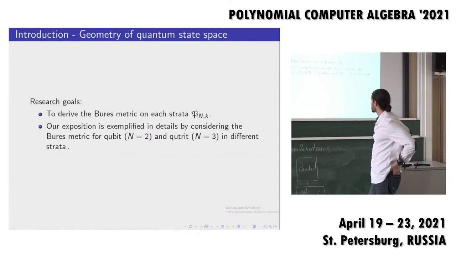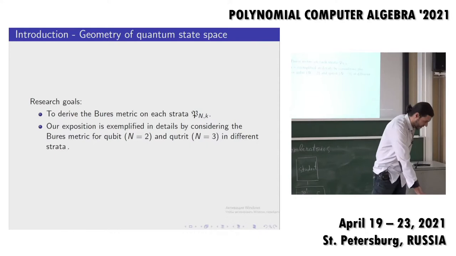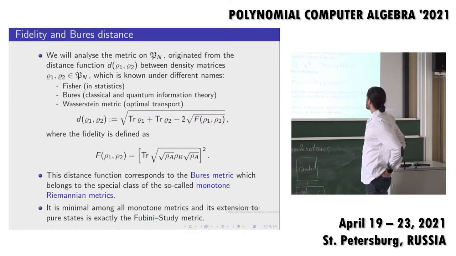The analysis is more involved. So the research goal, the primary one, is to derive the Bures metric on each such subspace, so Pnk. And as I've said already, it's the qubit and qutrit that we are, for the beginning, interested in.